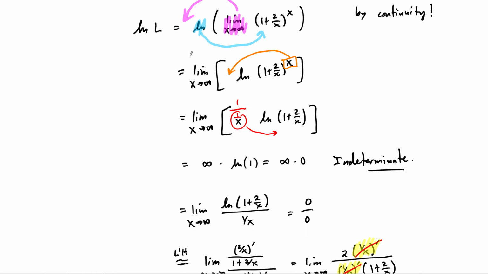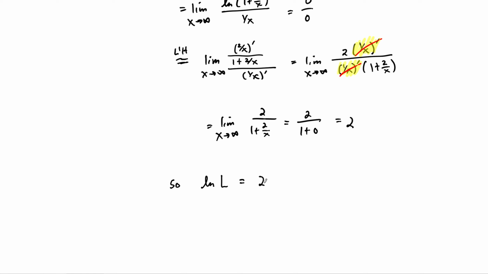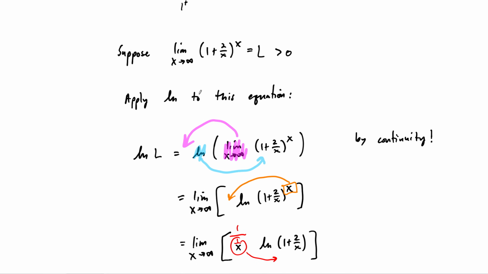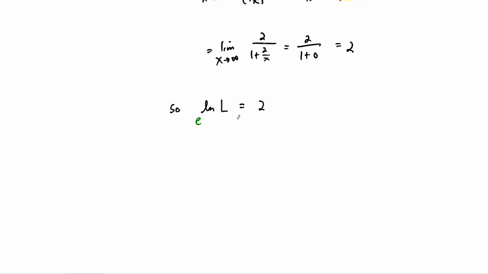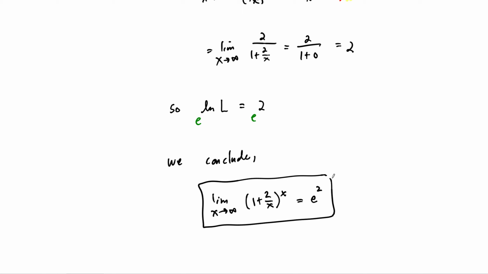But look, remember what we've got. The natural log of the limit that we wanted, the natural log of the limit we desire, is equal to 2. So that's not the answer to the original limit. For the original limit, we have to undo this natural log, and that's done by taking the natural exponential of both sides. And so we conclude that the limit as x approaches infinity of (1 plus 2 over x) to the power x is equal to e squared, the natural number e squared.